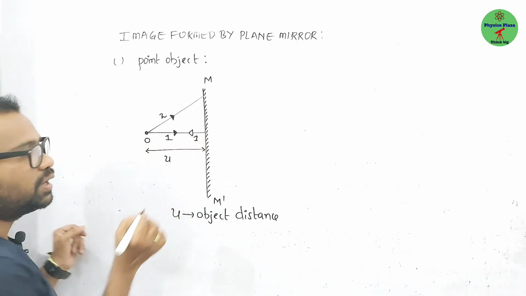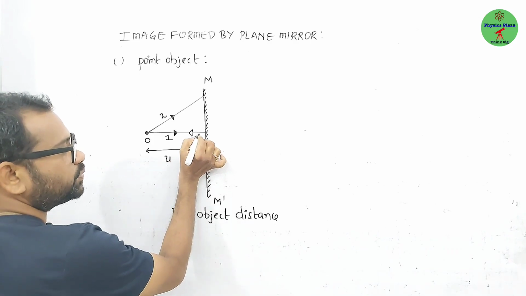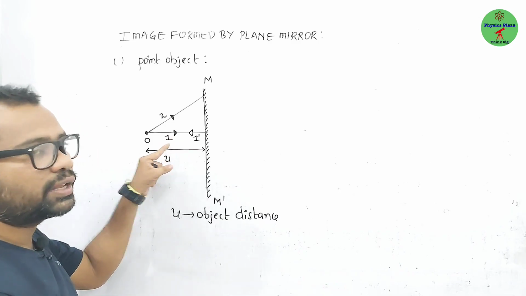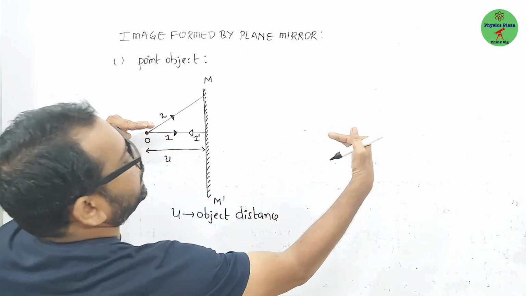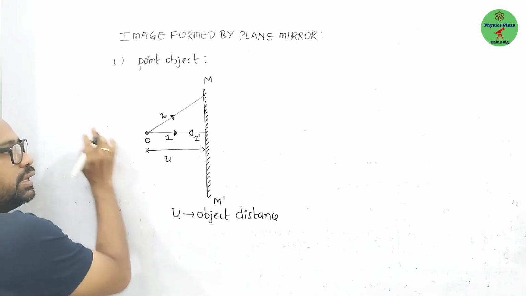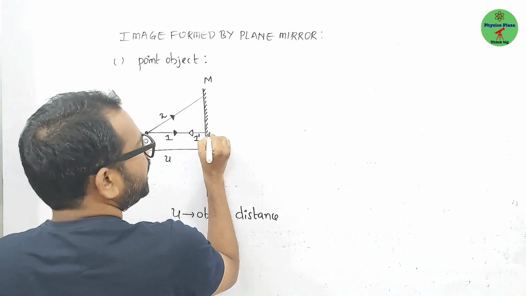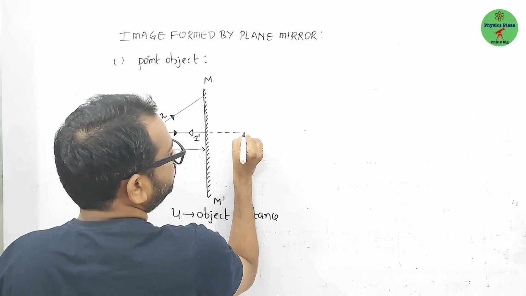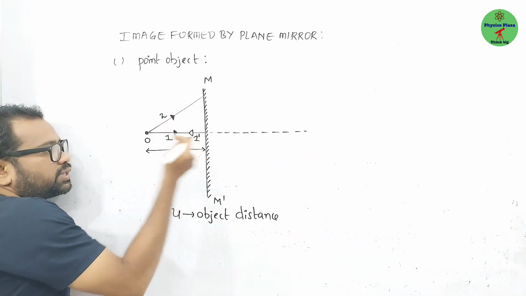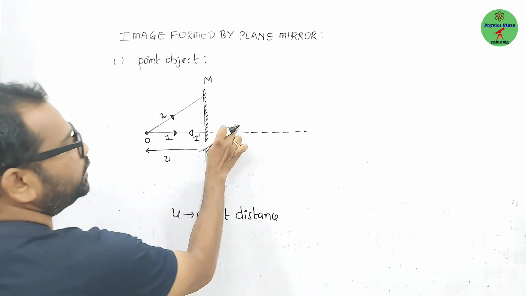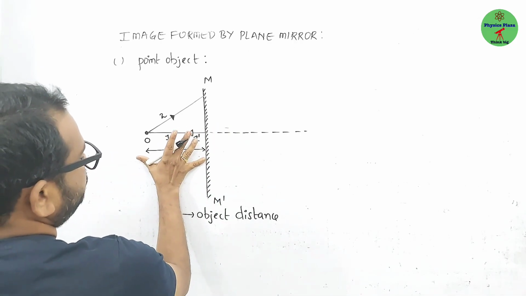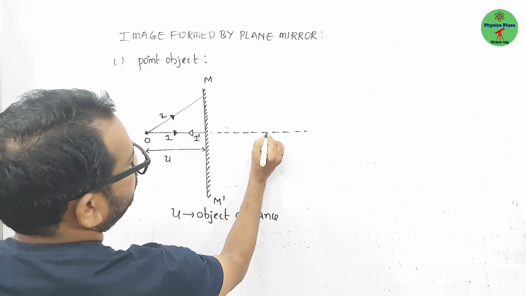Let me put a 1 dash. 1 dash means 1 is the incident ray, 1 dash is the reflected ray. The incident ray is going like this, and the reflected ray is coming back. But when you see from here, this reflected ray appears as if it is coming from somewhere behind the mirror. You feel that it is actually behind the mirror.